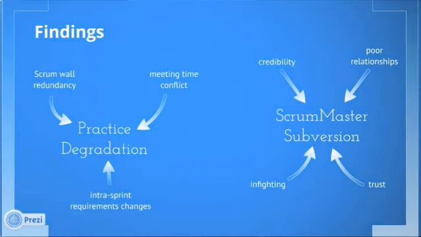What we found was that there were two major factors associated with failure in this case. One of them is closely related to the distributed nature of the work, and the other one is not. So the one that's closely related to the distributed nature of the work was practice degradation.